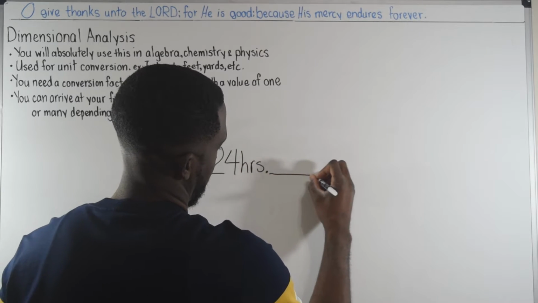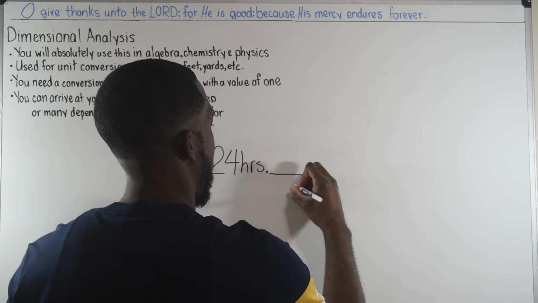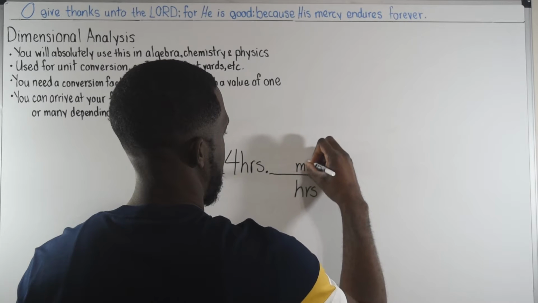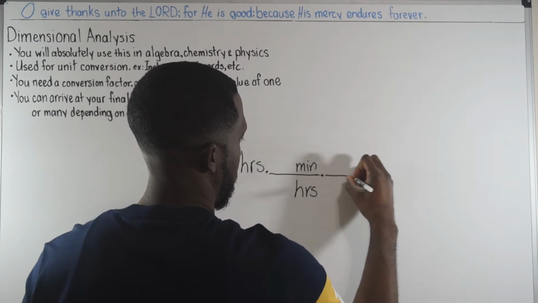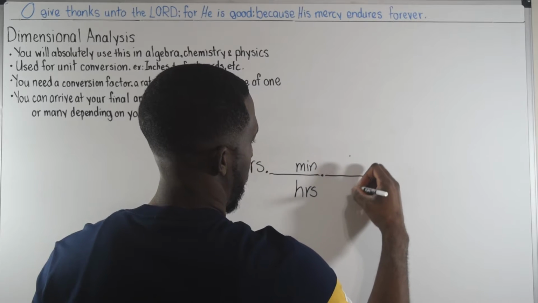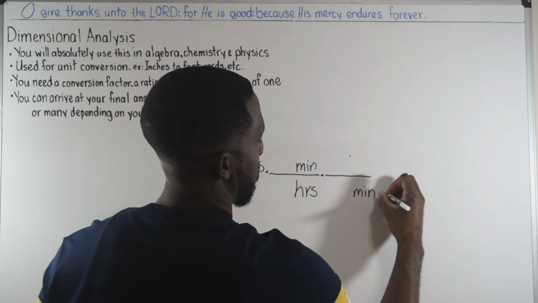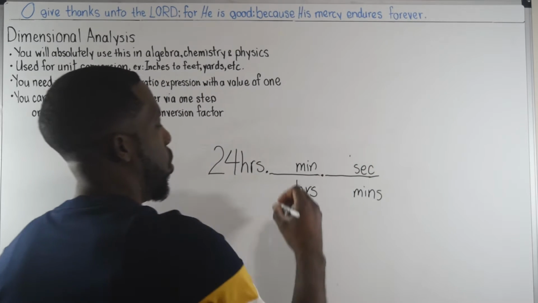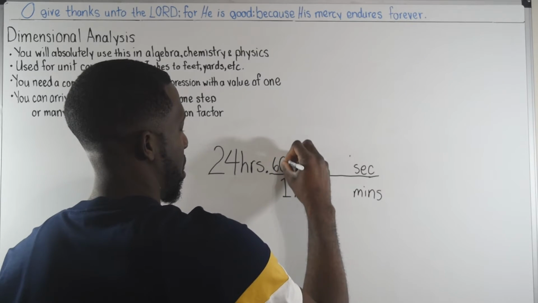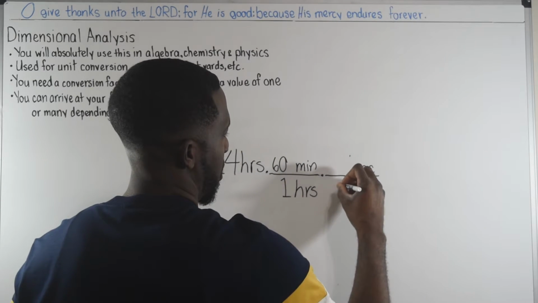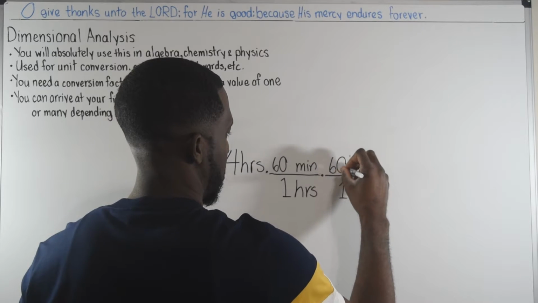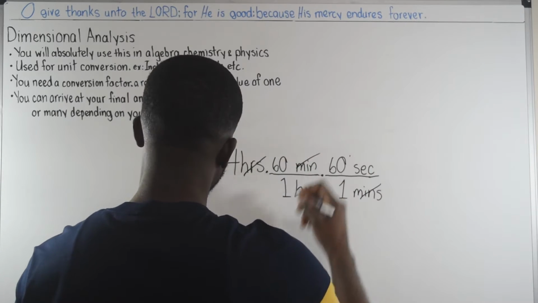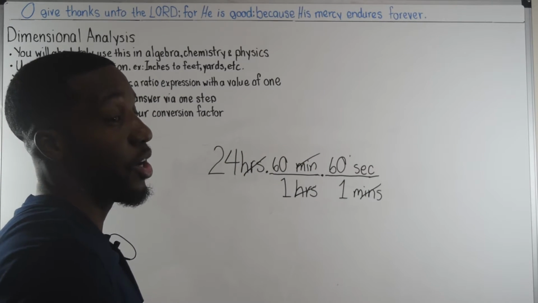All right, so I got hours, minutes, but we need seconds, right? So I got minutes, and we got seconds. All right, so in 1 hour there are 60 minutes, and in 1 minute there are 60 seconds. All right, so that cancels out my units. This is very easy. This is all just pattern recognition.